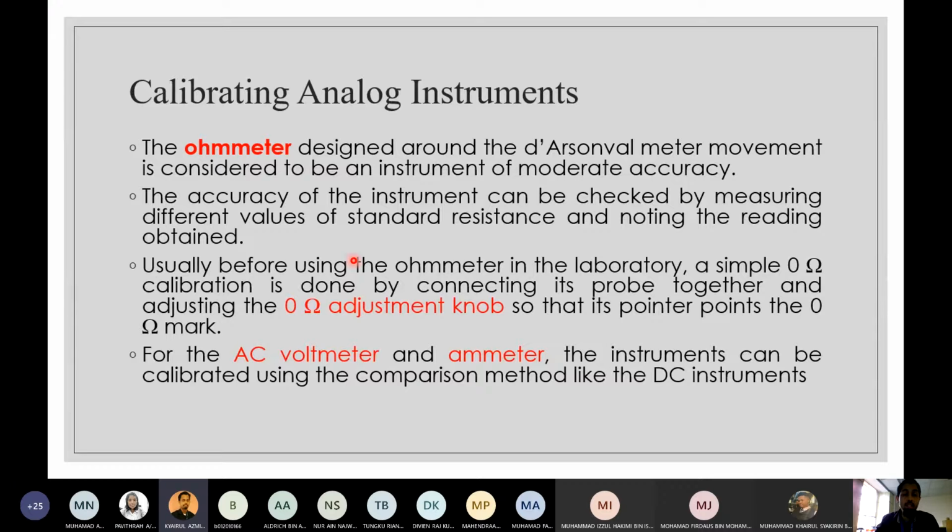The accuracy of the instrument can be checked by measuring different values of standard resistance and noting the reading obtained. So for measuring the resistance, usually calibration only involves adjusting the 0 ohm knobs. Now we are talking about analog instruments. Okay, I'm sure you are well aware of this. You are direct entry students, so by right you are mostly from diploma background, I assume. So you must have experience using meters. I don't know whether you have experience using analog meters, but most probably you have.